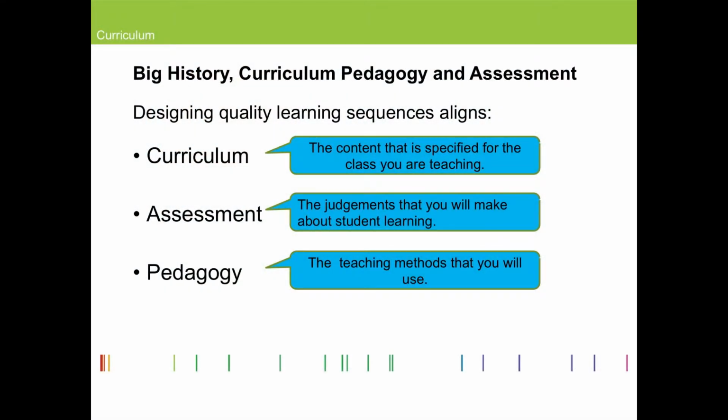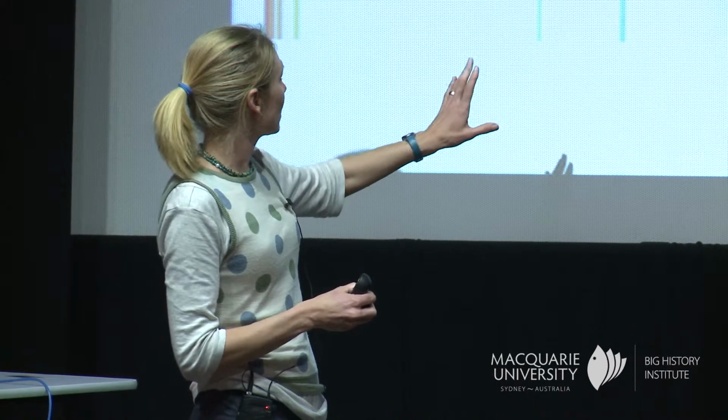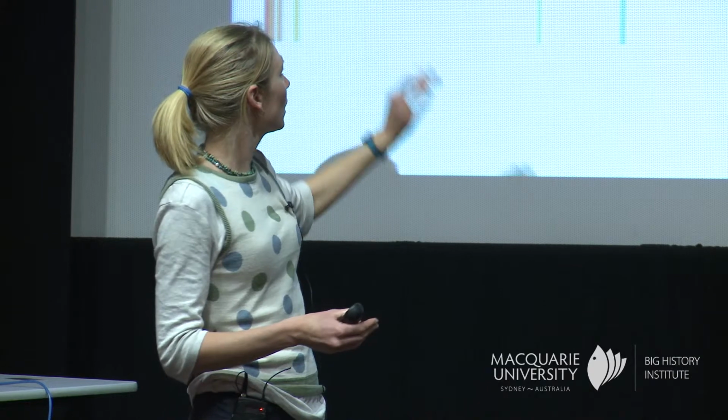And the best way to do that is to think about the planning that you would usually do. Basically, the way you need to think about using the Big History website to support your school outcomes is to see it as a resource. So you're looking at the curriculum, what you need to cover. You're thinking about what kind of assessment you'll need to assess that outcome, and then you're thinking about the teaching strategies and the resources.